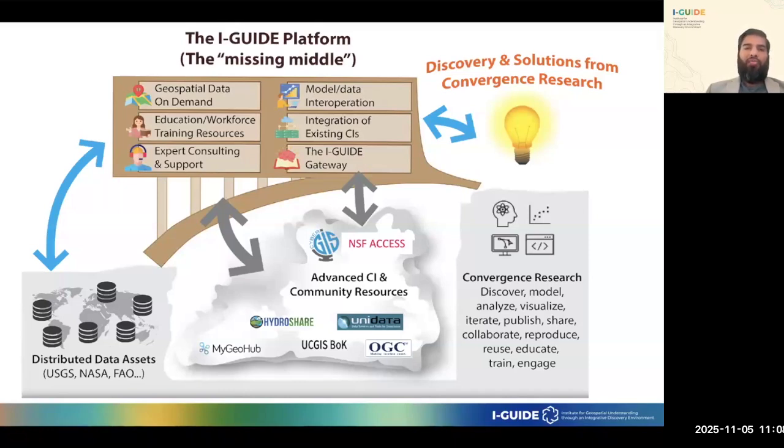And then once we have these datasets and CyberGIS resources, this missing middle, the iGuide platform, also makes all of these components actionable. That's one of the major contributions of the iGuide platform as well, which leads to new discoveries and new convergence science, not just in the scientific domain, but also in education and academia generally.